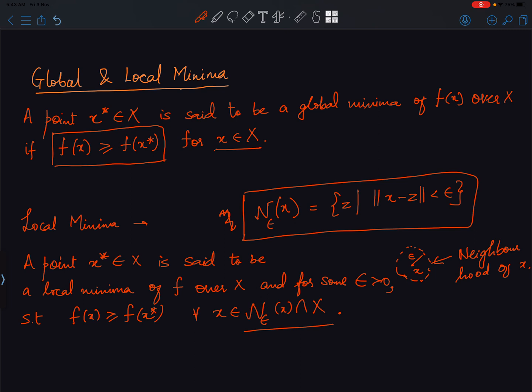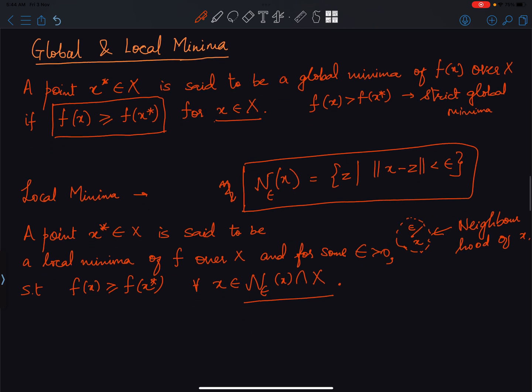And in both cases, in the case of global minima, if my f(x) is strictly greater than my f(x star), then it is called a strict global minima. And similarly, in this case also, if f(x) is strictly greater than f(x star), then this is called a strict local minima.